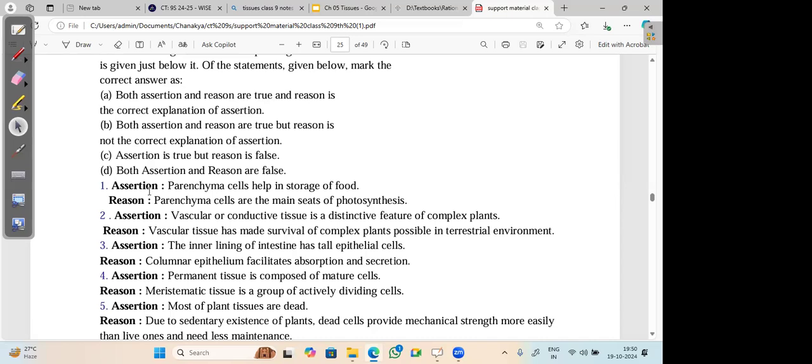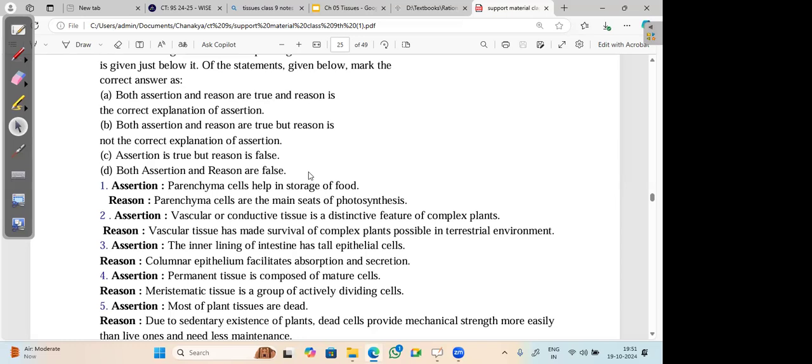First question, parenchyma cells help in storage of food. First of all, tell, is the assertion correct? Yes, sir. Okay, parenchyma cells help in the storage of food. Reason, parenchyma cells are the main sites of photosynthesis. So is the reason correct? Yes, sir. Yes, the reason is also correct.